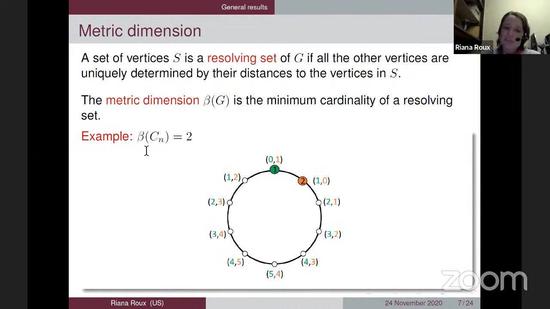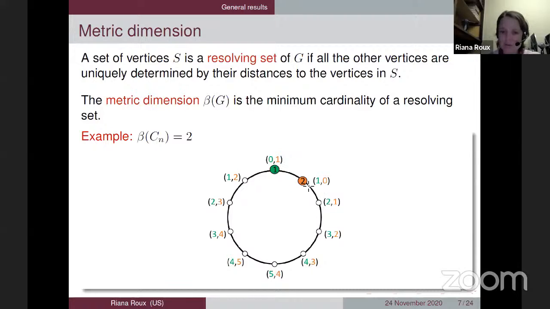So we can show that the metric dimension of a cycle is equal to 2. Now, firstly, if you just ignore the orange writings for a little bit, you would be able to see that 1 would not be enough, because if I only have one vertex in my set, the green one, then there are vertices that are the same green distance from that green vertex. So it's not a resolving set.